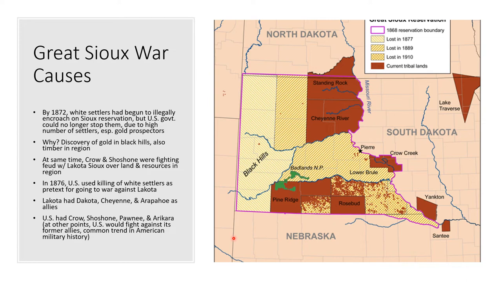And this leads to the Crow and the Shoshone and some other Native American powers actually fighting against the Lakota during the Great Sioux War. The Lakota will have their own allies. They'll have the Dakota Sioux, and then they'll have the Cheyenne and the Arapaho as their allies. The U.S. will have the Crow, the Shoshone, the Pawnee, who are from much further to the east, and the Arikara as well.